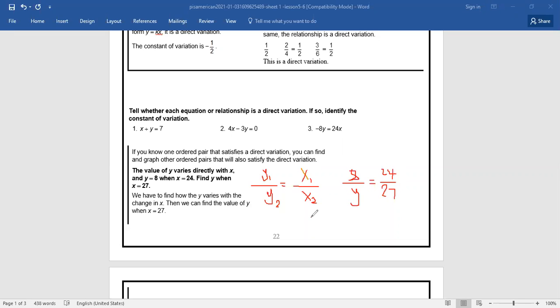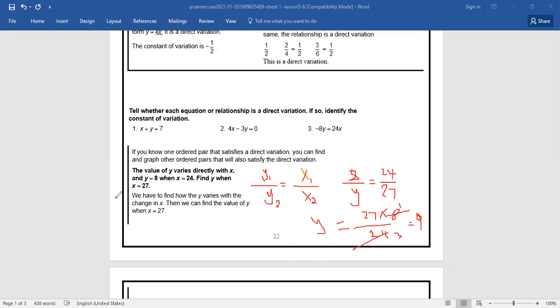It will be cross multiplication, or we can say y equal 27 times 8 divided by 24. Exactly. So we can cancel 8 with 24, then 8 divided by 8 equal 1, 24 divided by 8 equal 3, and then 27 divided by 3 equal how many? Equal 9. Okay, so you have two different ways to solve the question.